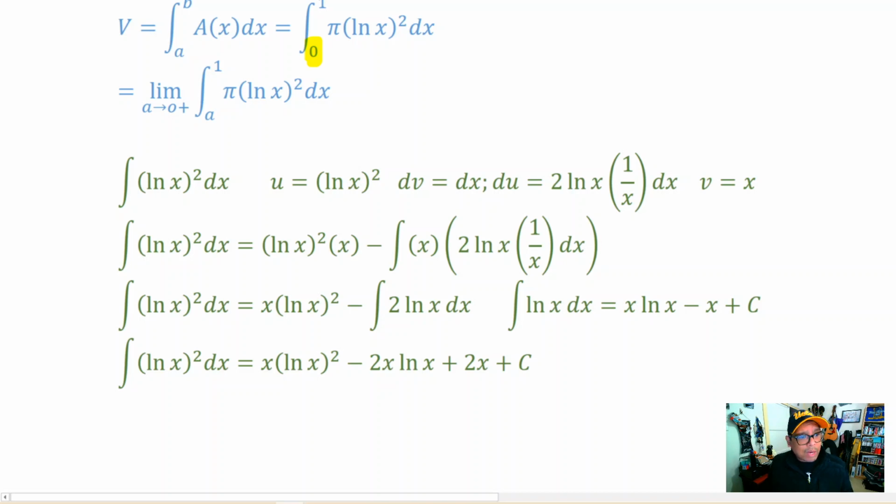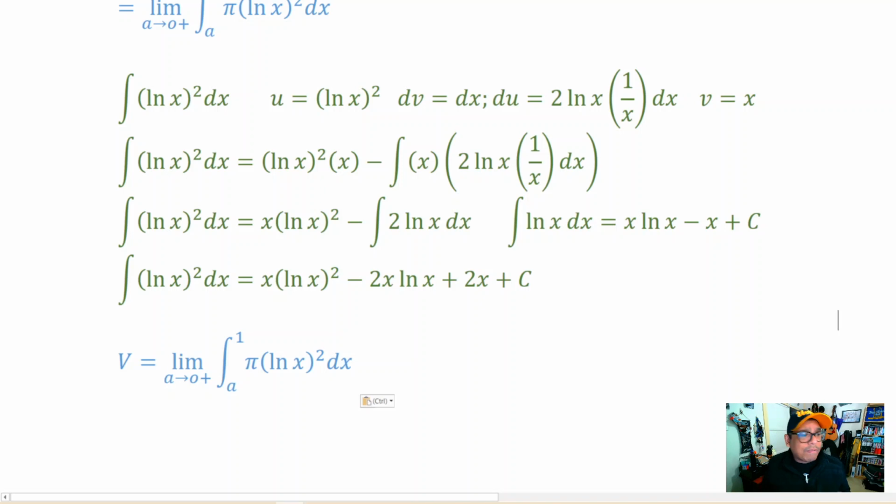So now that we have that antiderivative, we're going to substitute it into our volume formula. Let's get back to our volume formula. We knew that volume is equal to the limit as a approaches 0 from the right of the integral from a to 1 of pi natural log of x.